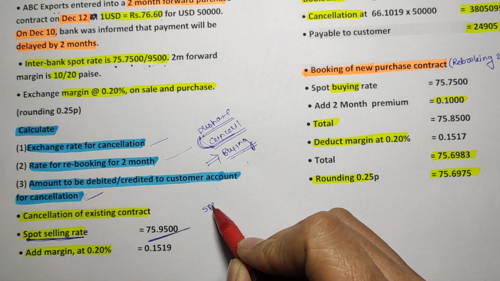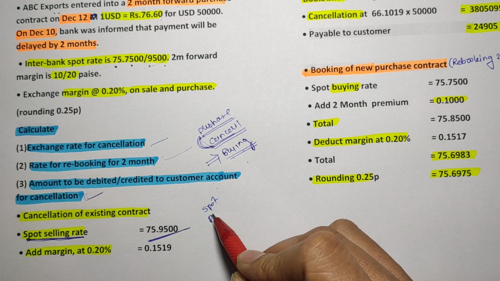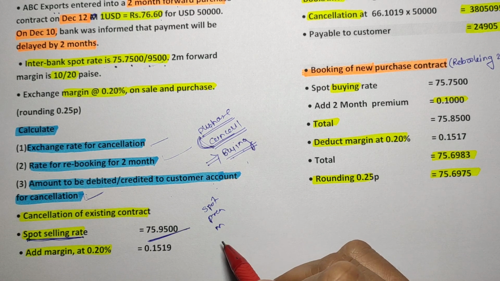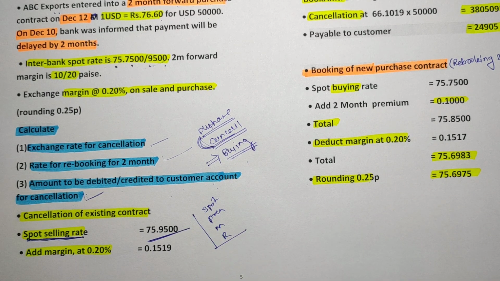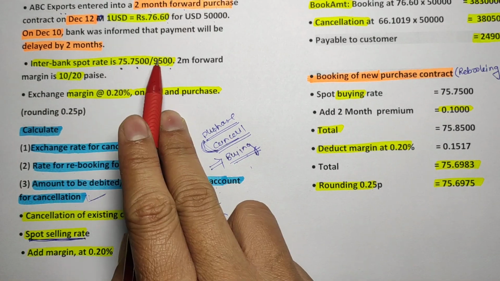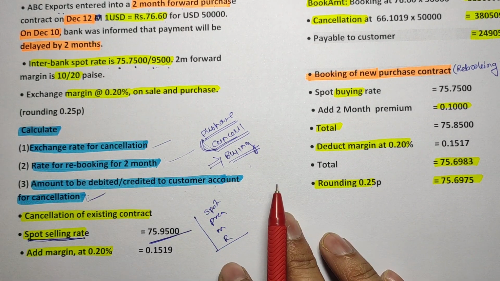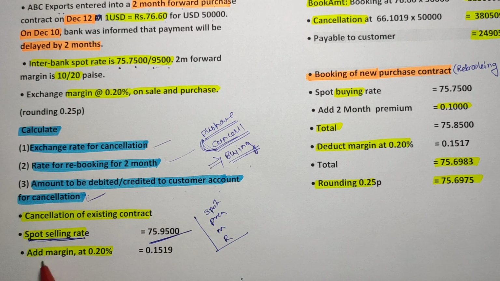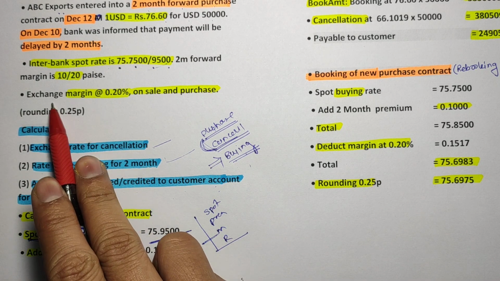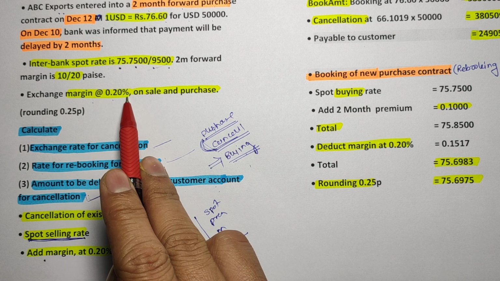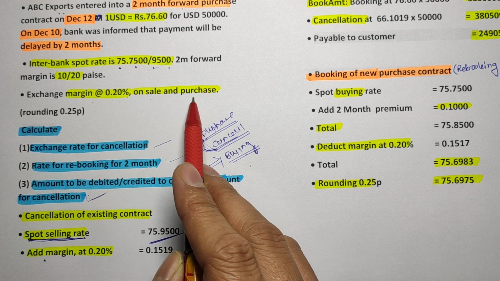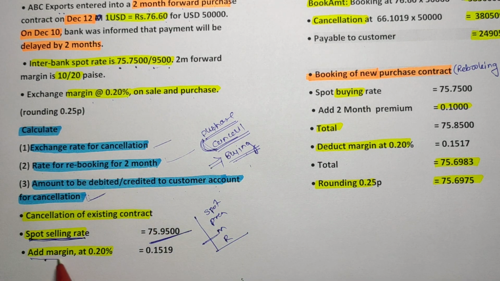First is the spot, then second is the premium adjustment, third is the margin, and last is the rounding off. So in case of cancellation, there is no adjustment of the premium, right? So here, the third step is adjustment of the margin. They have said that the margin will be 0.20% on the sale as well as the purchase. So we have to add the margin.